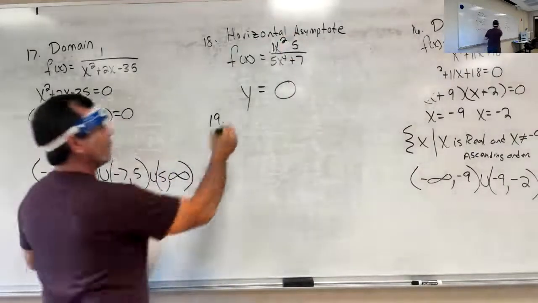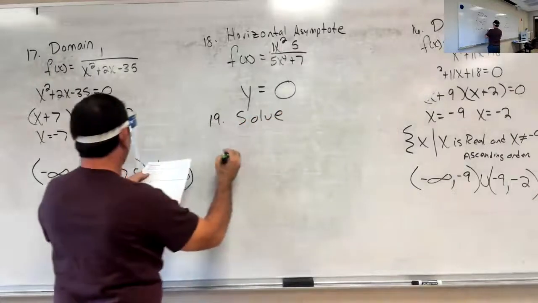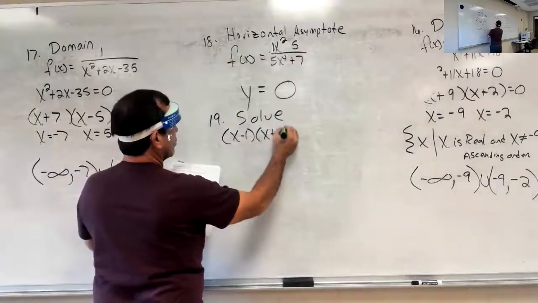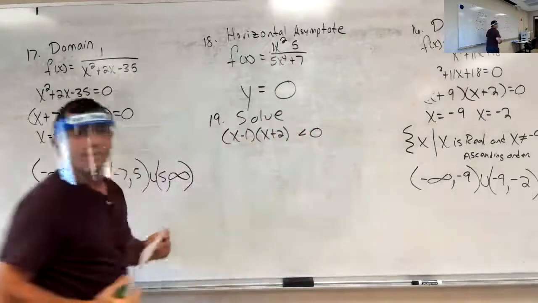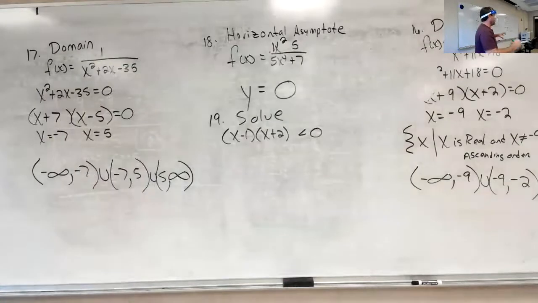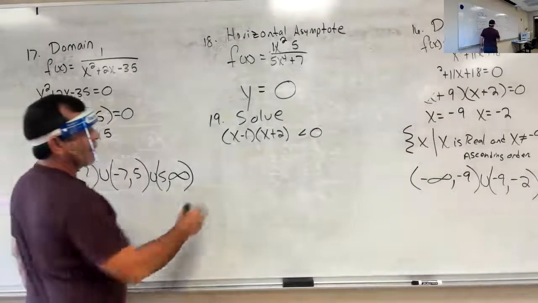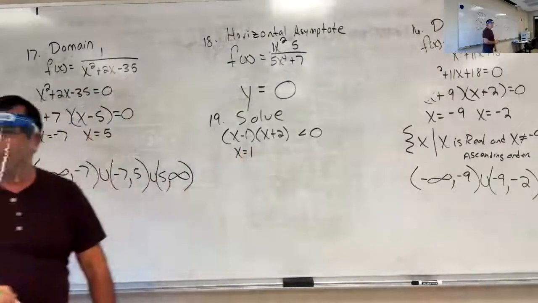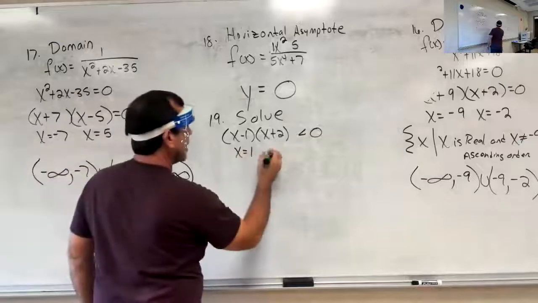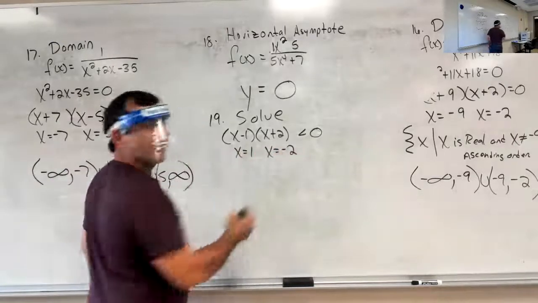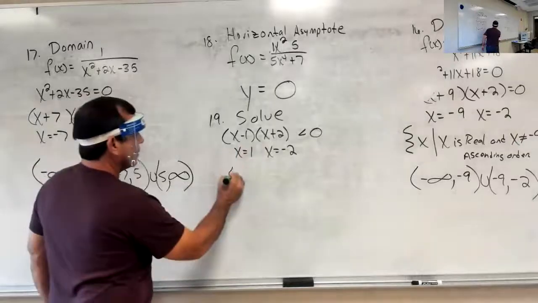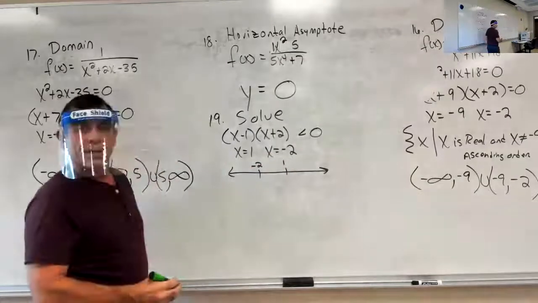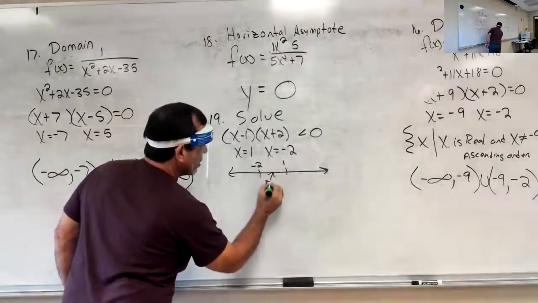All right, solve x minus 1 times x plus 2 is less than 0. So for these, I solve and set up my number line and test 0. If you solve the first one, x minus 1, you're going to get x equals a positive 1, right? If you solve the second one, you're going to get x equals -2. So let's set up our number line. Over here is going to be -2. Here's 1. I'm going to test 0, which is right in the middle.